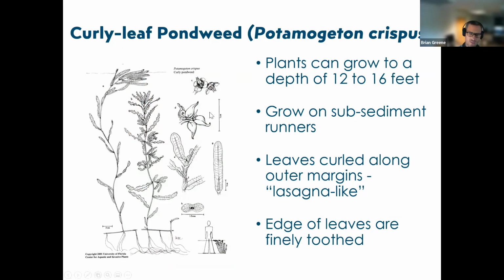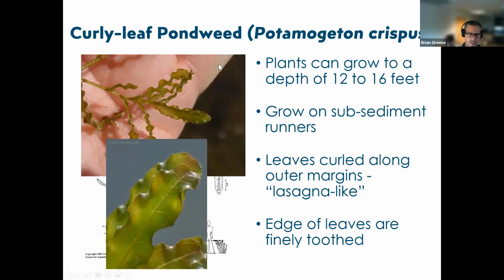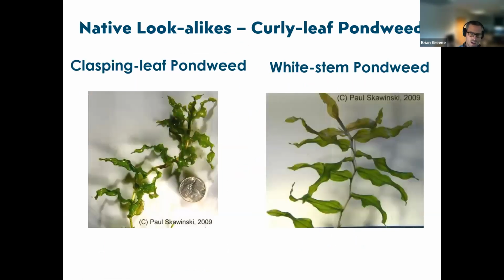The key characteristic of curly leaf pondweed is that it has a wavy margin, what people call lasagna or bacon-like. So you'll see these wavy leaves on it, and on the leaf you'll see little minute teeth, or serrations. Those are the key characteristics. But once again, there are other pondweeds that are native, like our white stem pondweed or clasping leaf pondweed. These can have some of that waviness in the leaf. The leaf is generally longer, more lance-like, and thicker than the curly leaf pondweed. But the key thing is it doesn't have those serrations.